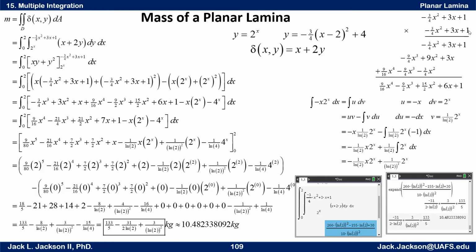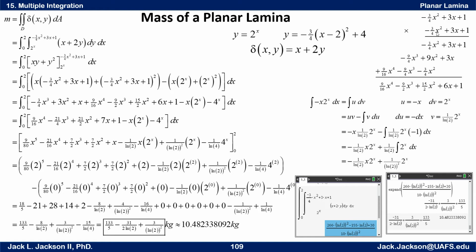So we just do this with the law of multiplication. 1 times each of these things gives those same three terms again. Then we do 3x times each term. 3x times 1 is 3x. 3x times 3x is 9x squared. 3x times this term here gives us an x cubed, and it's 3 times negative 3 quarters, which is negative 9 fourths.